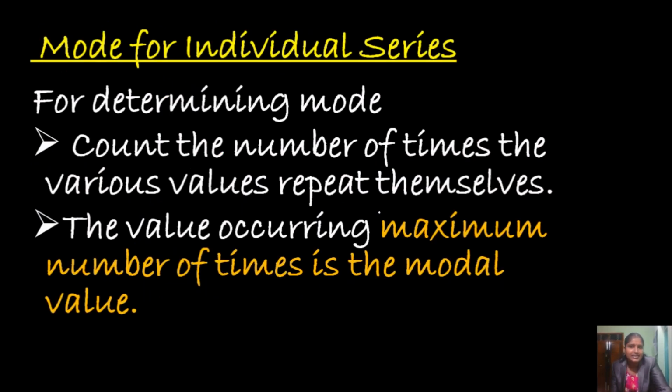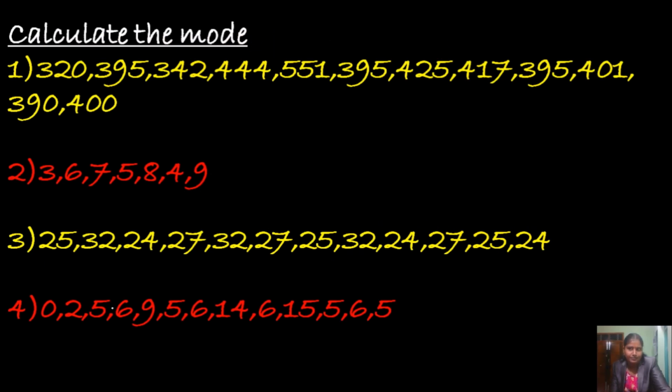Let us first discuss how to calculate mode for individual series. For determining mode in this case, first let us count the number of times the various values repeat themselves. The value occurring the maximum number of times is the modal value. This is the procedure we have to follow to identify mode in case of individual series. Let's now move on to an example and find the modal value.